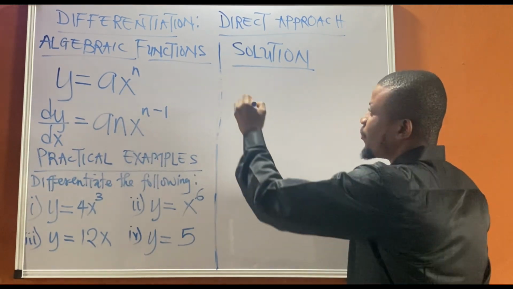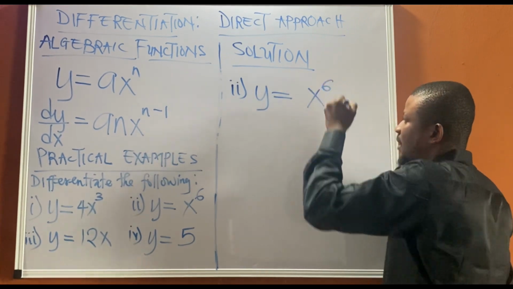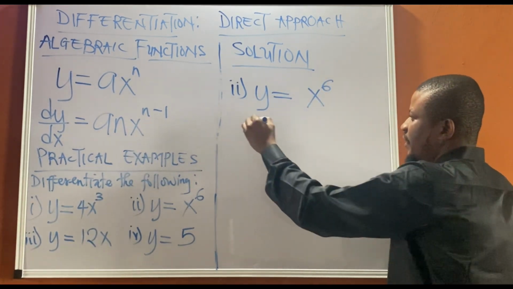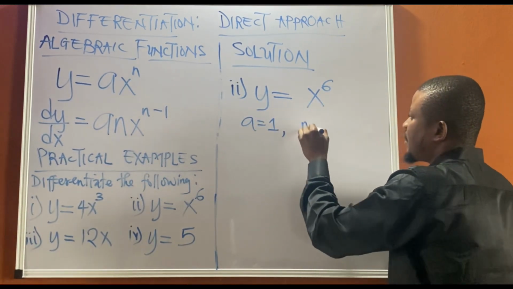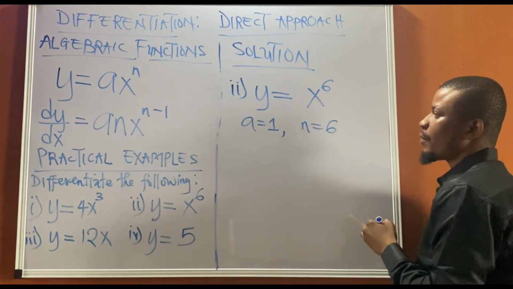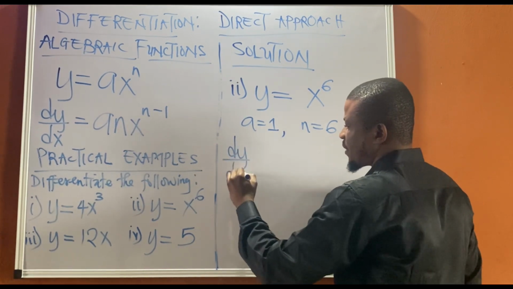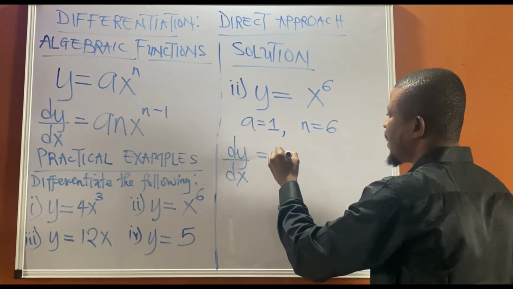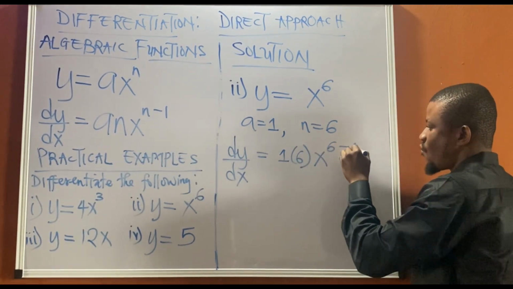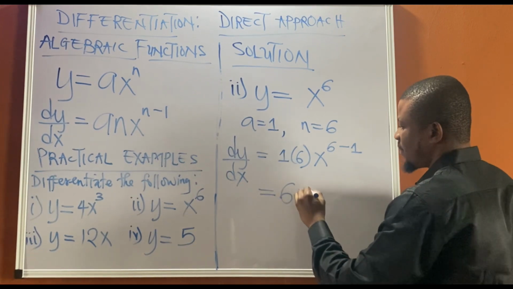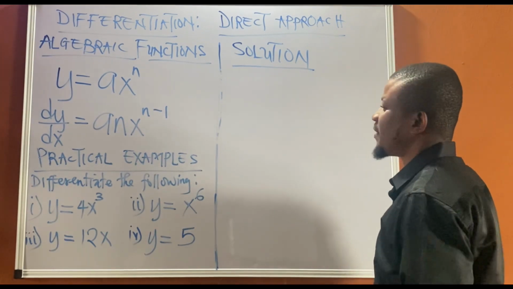The next example, we have y equal to x raised to power 6. In this case, a here is 1, the coefficient of x raised to power 6 is 1, n is 6. And so by this direct approach, our dy dx will be a times n, which is 1 times 6, then x 6 minus 1. This gives us 6x raised to power 5.